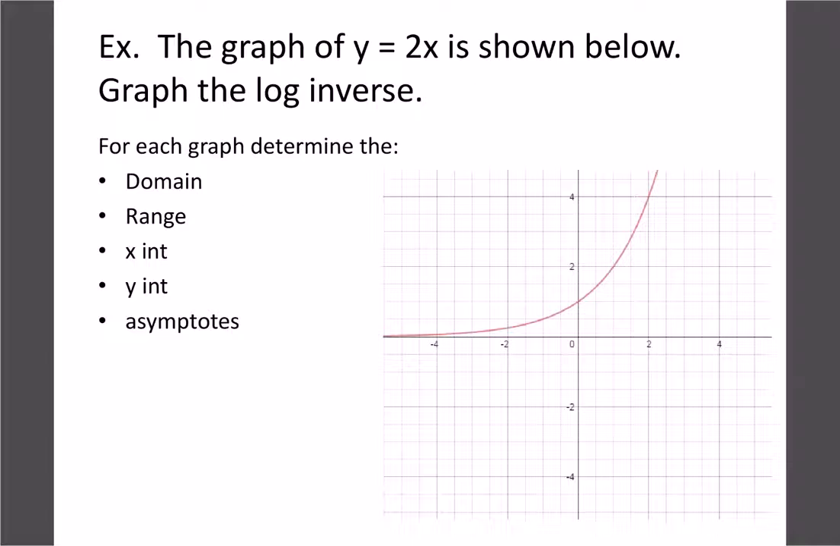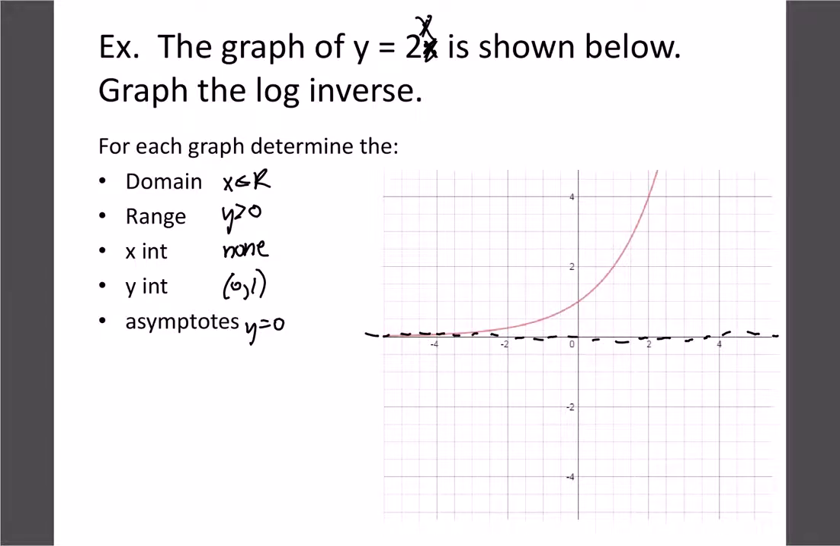Okay, so let's go through the graphs and work backwards a little bit here. For our regular exponential graph, y equals 2 to the x, we have a domain of x is any real number. Our range would be greater than 0. We have no x-intercepts, and our y-intercept would be at 1, and our asymptote would be the x-axis, or when y is 0. So in this kind of graph, all of our exponential values are above 0.